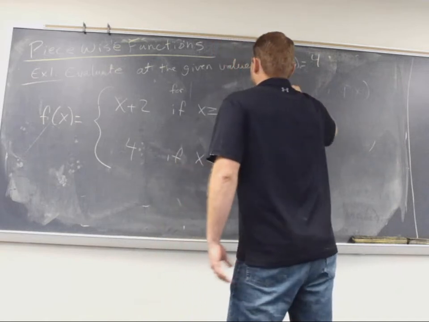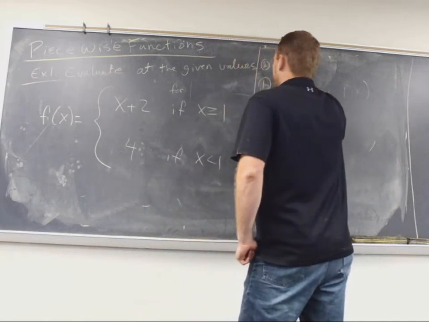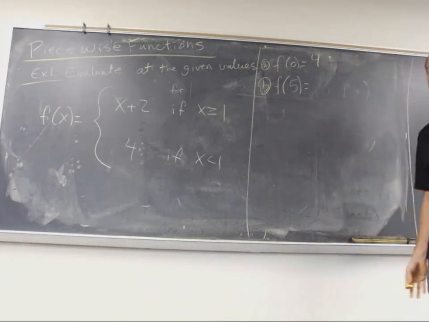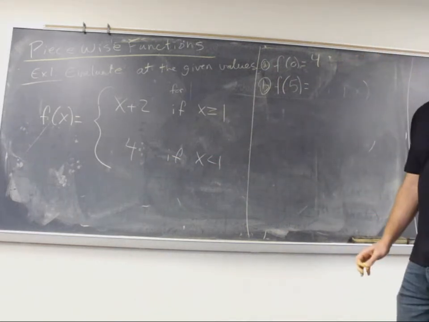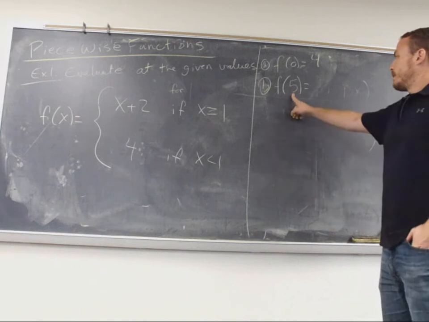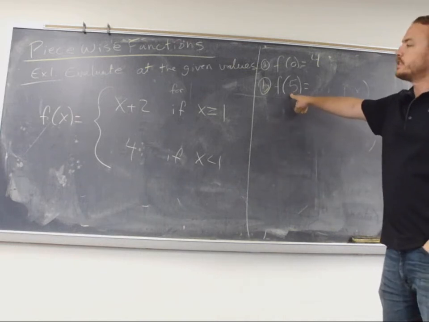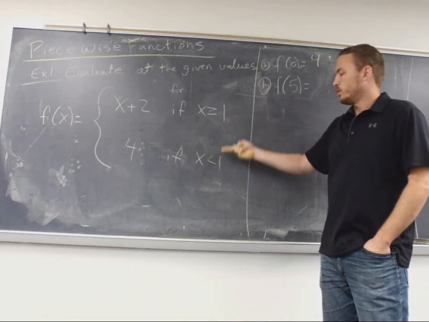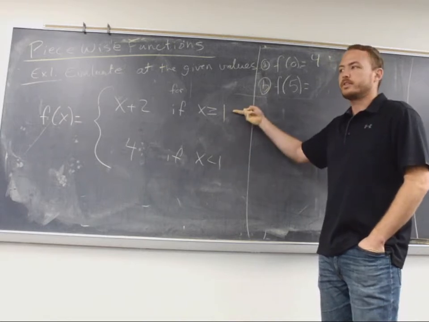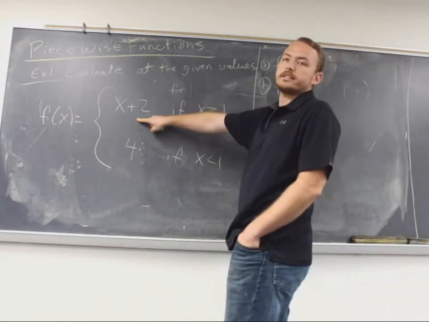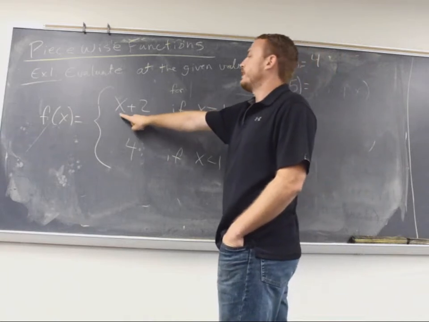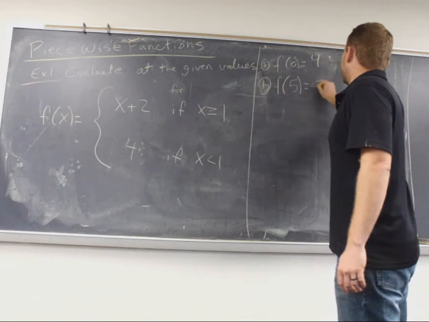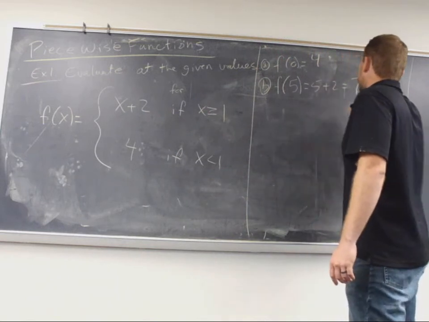All right. What about f of 5? So you have to ask yourself when you're working these, what is my x value that I'm looking for? My x value is 5. Then you need to see where that falls. Is it greater than or equal to 1? Or is it less than 1? So it's greater than or equal to 1, so it falls under this function. So you plug 5 in here everywhere there's an x. So 5 plus 2. 5 plus 2 is equal to 7.